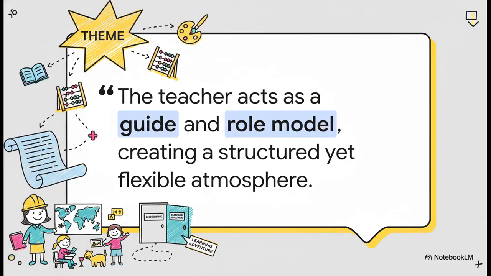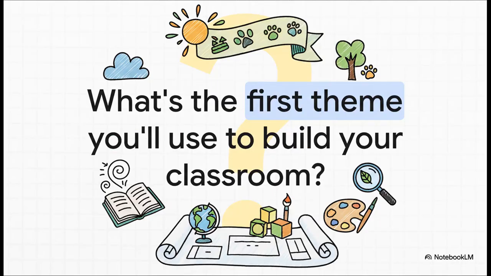This quote from the source material just says it all perfectly. It's about creating that beautiful balance, an atmosphere that's structured enough to feel safe, but flexible enough to allow for creativity. It's a space where the teacher's guidance helps children grow into responsible, self-disciplined people. So that's the blueprint. It's a really powerful way to think about transforming a classroom into a place of wonder and connection. And that just leaves one final question, the one right there on your screen. What's the first theme you'll use to start building?